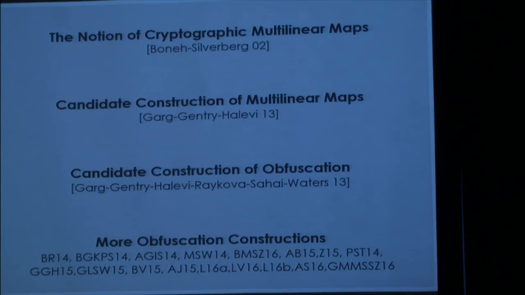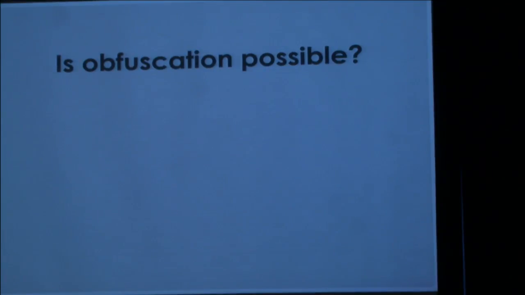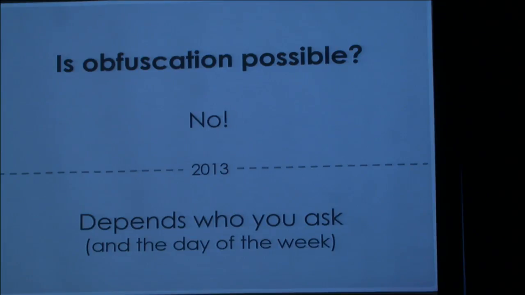So the existence of all of these constructions definitely raises our confidence in the existence of obfuscation. If you ask a cryptographer whether they believe that general-purpose obfuscation is possible, then before 2013, the answer would most definitely be no. After 2013, it really depends on who you ask and probably also on the day of the week. So these constructions give us some confidence, but not as much as we would have liked. I think that getting this confidence up is probably the most important question in this field today. So next I'm going to talk about the confidence we have in our constructions. Where is it coming from?